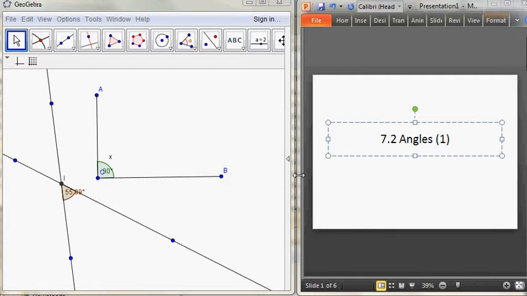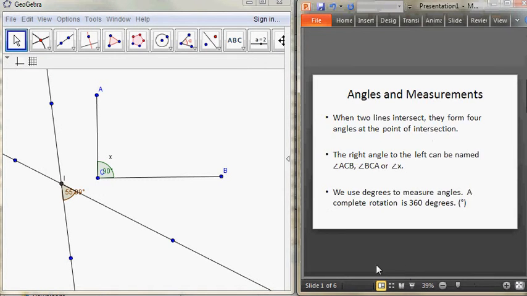Okay, everyone. Today we're going to cover 7.2, the first half of it. We're going to talk about angles. Now, I'm sure you guys have already learned about angles before, but we're going to go through some old stuff and we're going to learn perhaps a few new things. Okay, first off, how do we define angles?